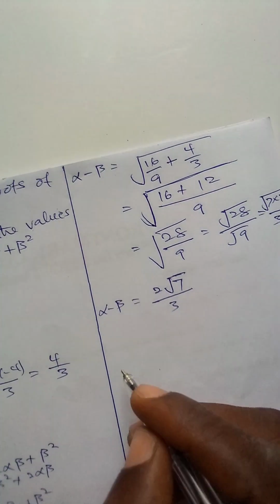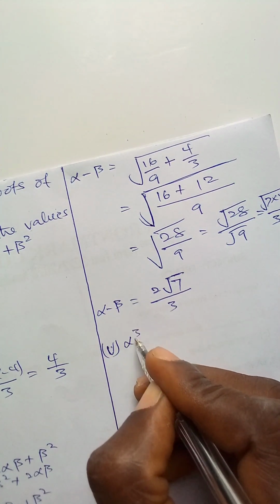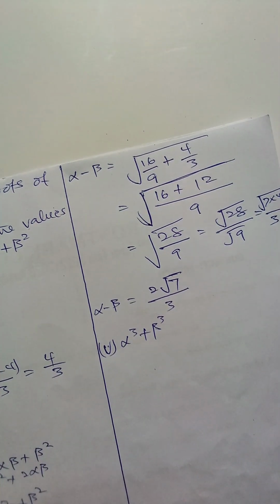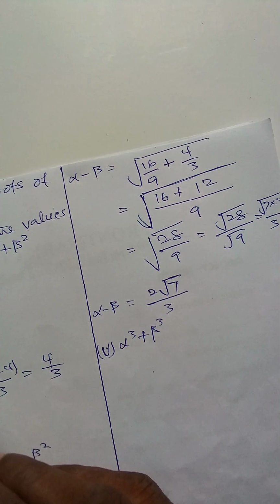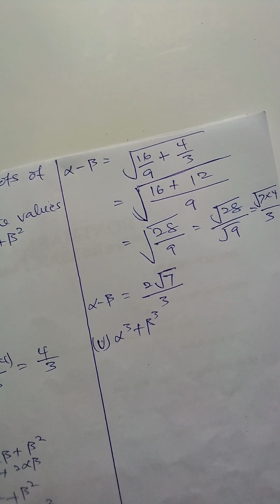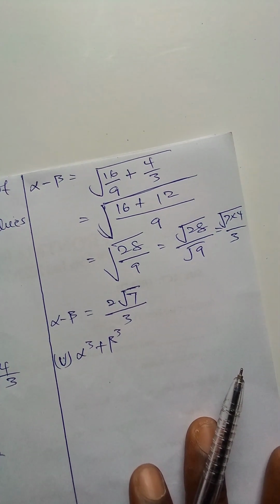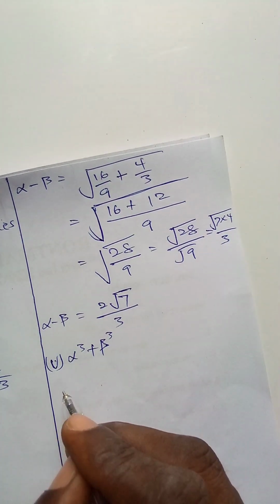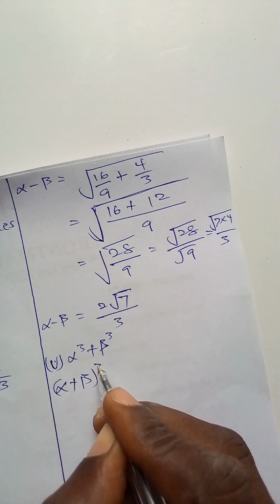The next one is to look for alpha cube plus beta cube. So like we did in the previous two, we need to find an expression such that we can have the sum and then the product of the roots. We need to find an expression so that we have a sum and product of the roots. Let us start by expanding alpha plus beta all cubed.